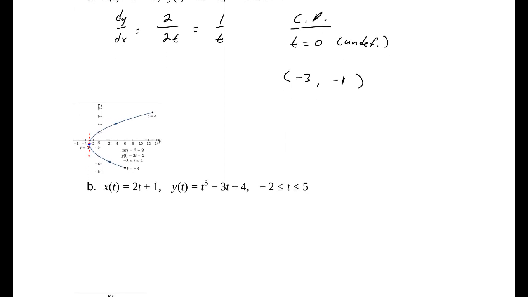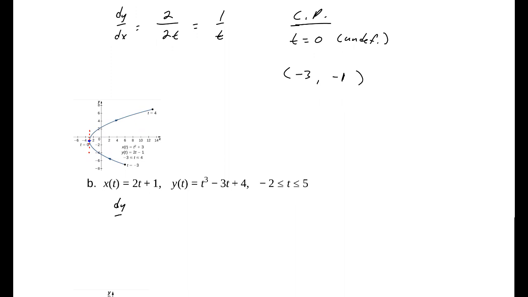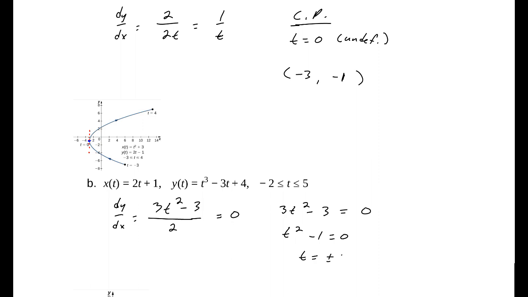All right, so part B, again, dy/dx is the derivative of y with respect to t, which is 3t squared minus 3, over dx/dt, the derivative of x with respect to t, so that is 2. Now this is not going to be undefined at any point, but it's going to be 0 when 3t squared minus 3 equals 0. Factoring out a 3, t squared minus 1 equals 0, which means t is plus or minus 1.